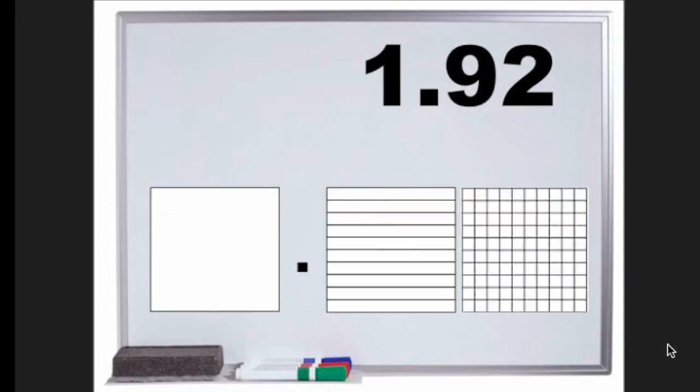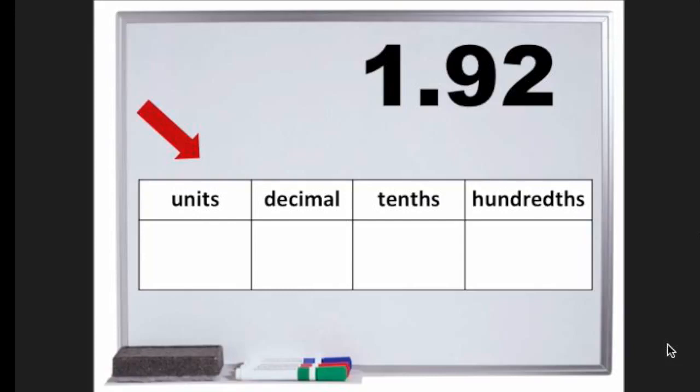This is a blank colouring grid. And when we've coloured it in, 1.92 looks like this. Use your imagination to think about how much pizza that is. We colour in 1 unit because we have 1 of them. We colour in 9 tenths because we have 9 of them. And we colour in 2 hundredths because we have 2 of them.